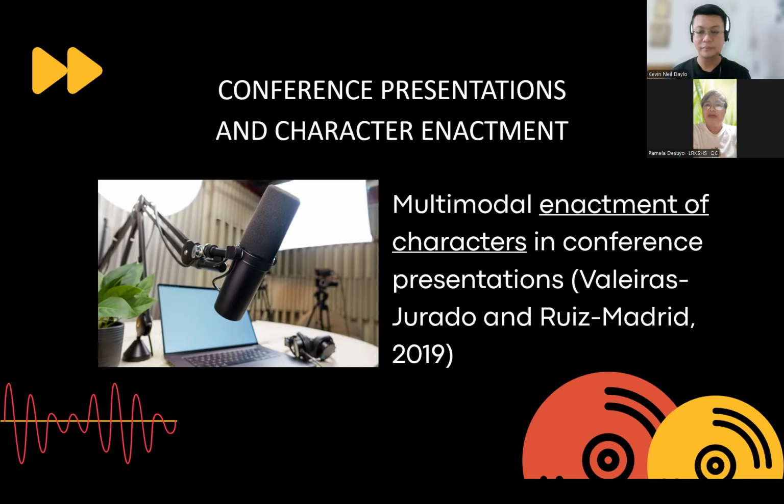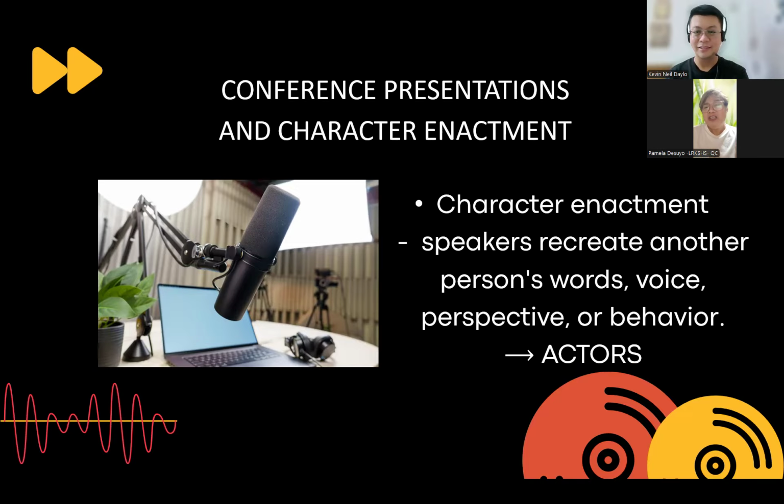It involves recognizing effective communication, which involves more than the spoken language alone. The researchers found that speakers often persuade audiences through character enactments. Did you notice how I said the character enactment? That's your forte, Ma'am Pam. Character enactment, being an actor while you are delivering the discourse. Character enactment occurs when speakers recreate another person's words, including the voice, even the perspectives or behavior.